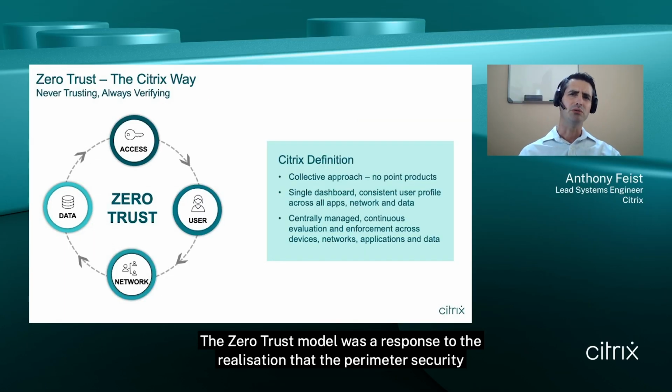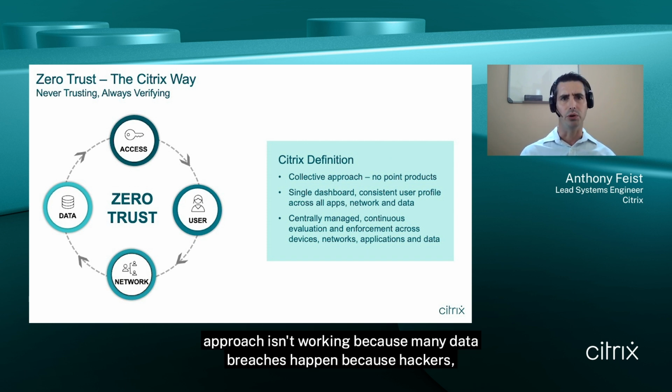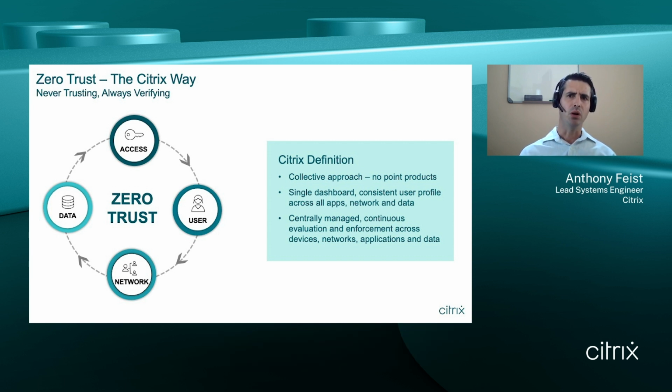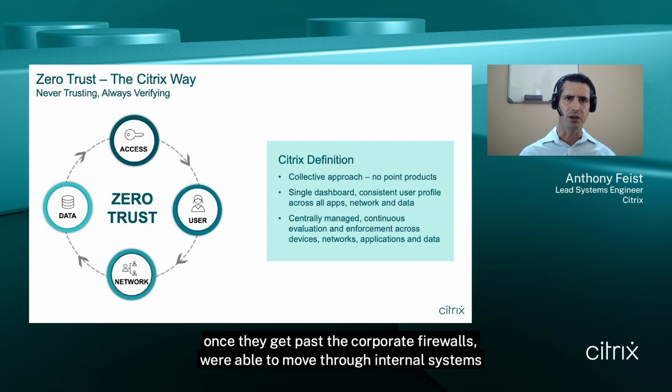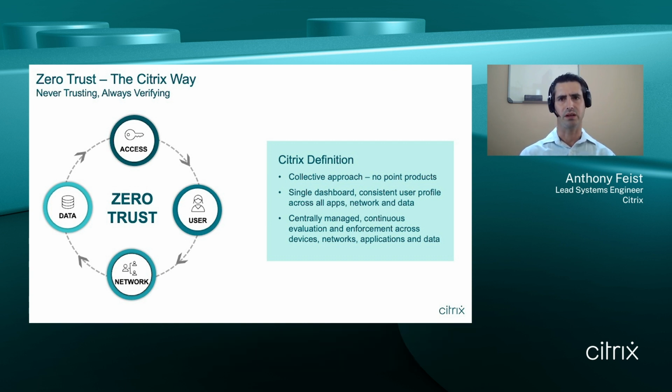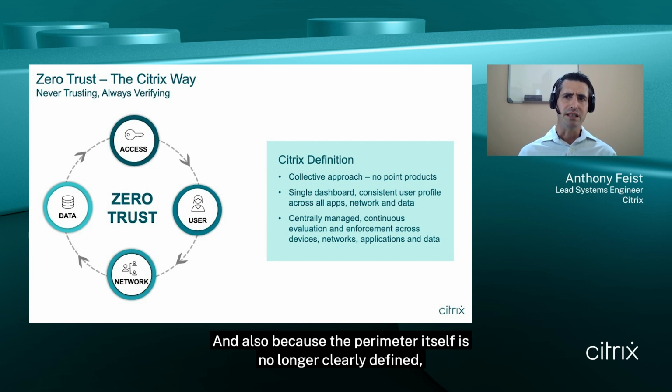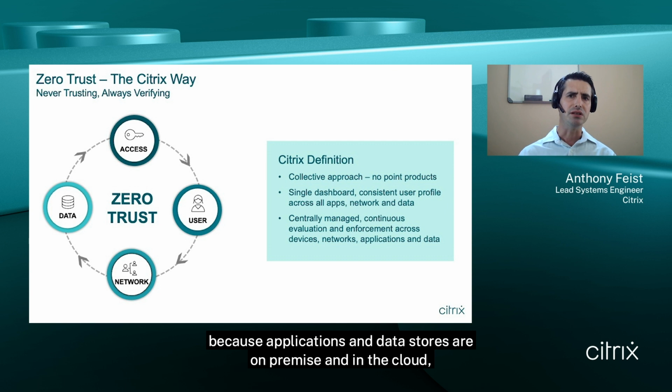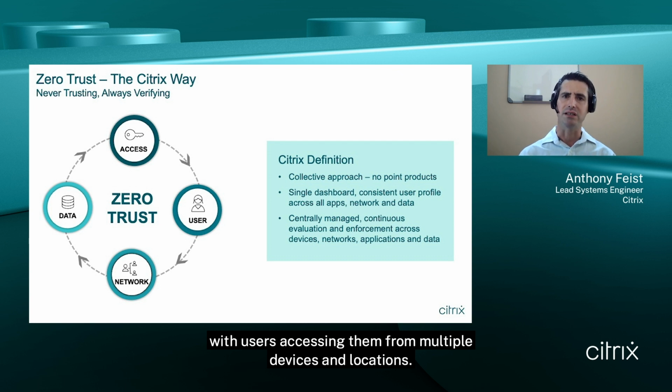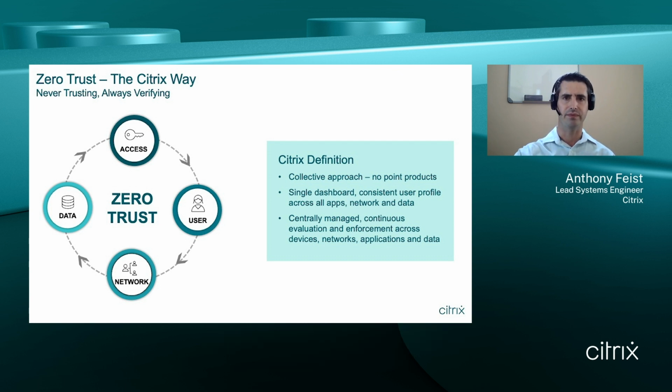The Zero Trust model is a response to the realization that the perimeter security approach isn't working, because many data breaches happen because hackers, once they get past the corporate firewalls, were able to move through internal systems without much resistance. And also because the perimeter itself is no longer clearly defined, because applications and data stores are on-premise and in the cloud, with users accessing them from multiple devices and locations.